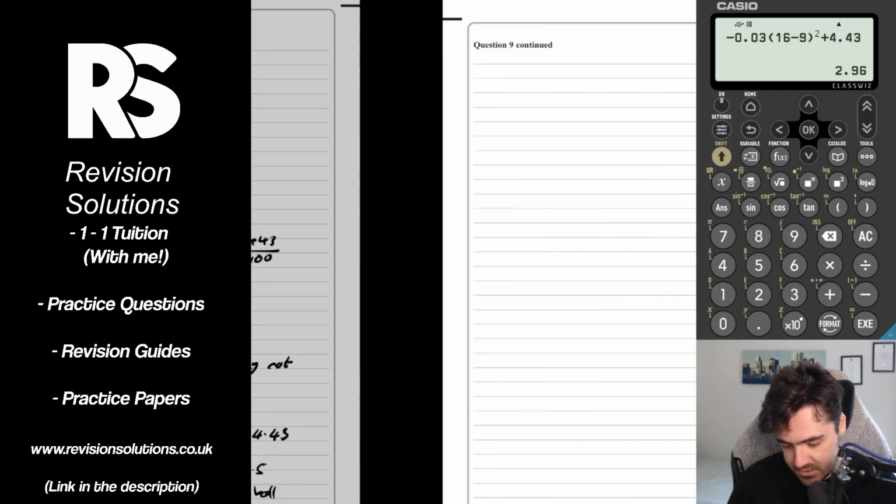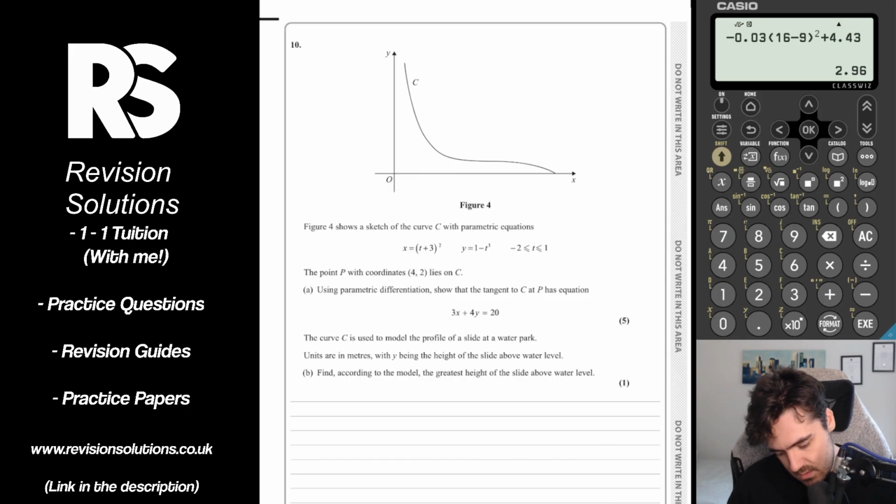Okay, moving on to question 10. It says figure 4 shows a sketch of the curve C with parametric equations given there. The point P with coordinates (4, 2) lies on C. Using parametric differentiation, show that the tangent to C at P has the following equation.